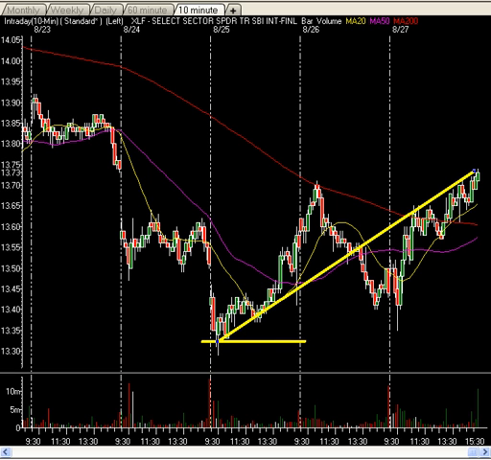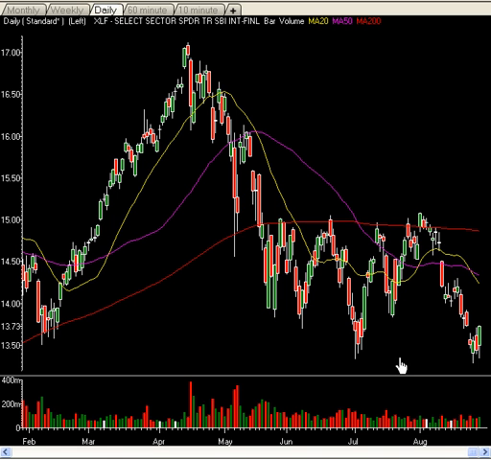$13.32. Look at that. How did I know? Simple. Bottom line is, you just have to read the technicals. You have to understand the levels. If you go to your daily chart of the XLF, look at your double bottom. Just bought the double bottom. Didn't take a genius to do, frankly.